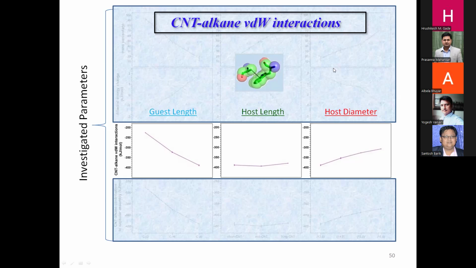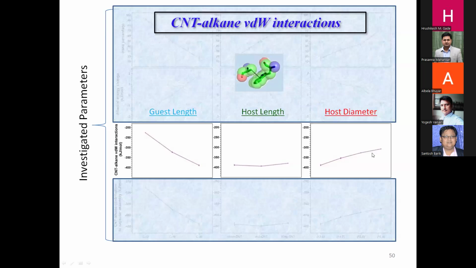So when that particular alkane is trying to hold the CNTs, the nature of interactions would be van der Waals because your carbon nanotube is an uncharged structure. So there won't be any Coulombic interactions. The sole interactions would be van der Waals interaction between CNT and alkane. When you increase the guest length, obviously there are more favorable interactions. Host length doesn't have that impact because guests are not sufficient to increase those particular interactions.